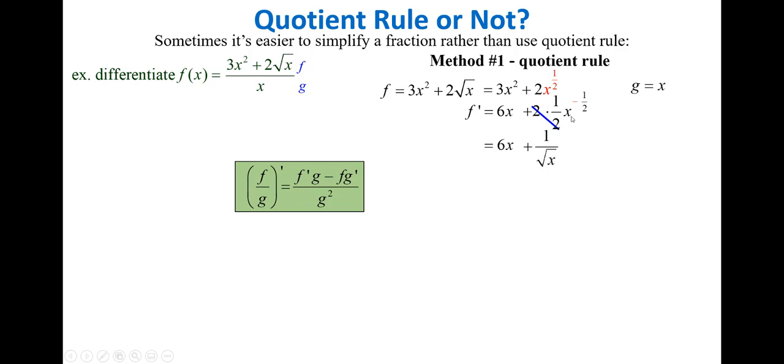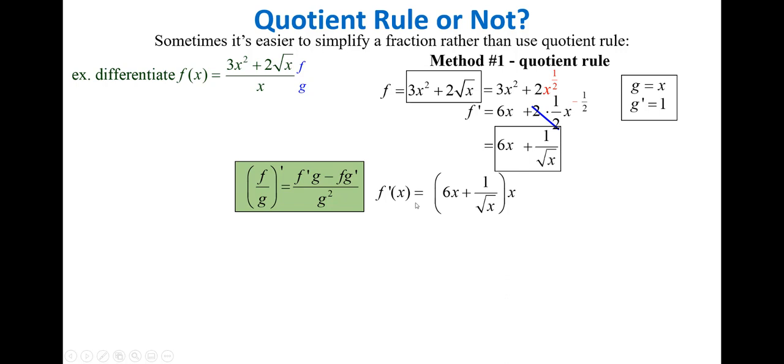I'll turn this back into a radical. G prime would just be 1. Therefore, f prime of x, let me just box these first. So here's f prime, here's g and g prime. And really this time, f prime of x would be f prime times g, 6x plus 1 over rad x times x, minus f times g prime, 3x squared plus 2 rad x times 1, all over x squared.